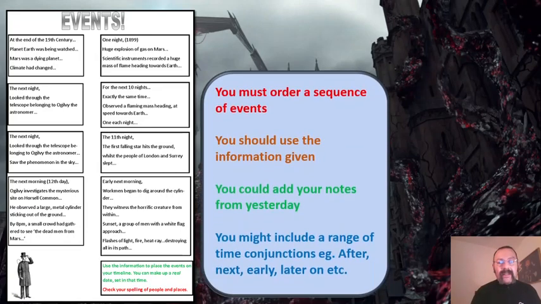Okay, right, so here we go. You must order a sequence of events. You should use the information given. It's there. You could add your notes from yesterday. So if you picked out anything more from the book yesterday that you want to add around your timeline, then absolutely do that. And you might start to think about using different time conjunctions as well. Okay, so time conjunctions: after, next, early, later on. Okay, we don't want to keep repeating the same ones because that's really dull.